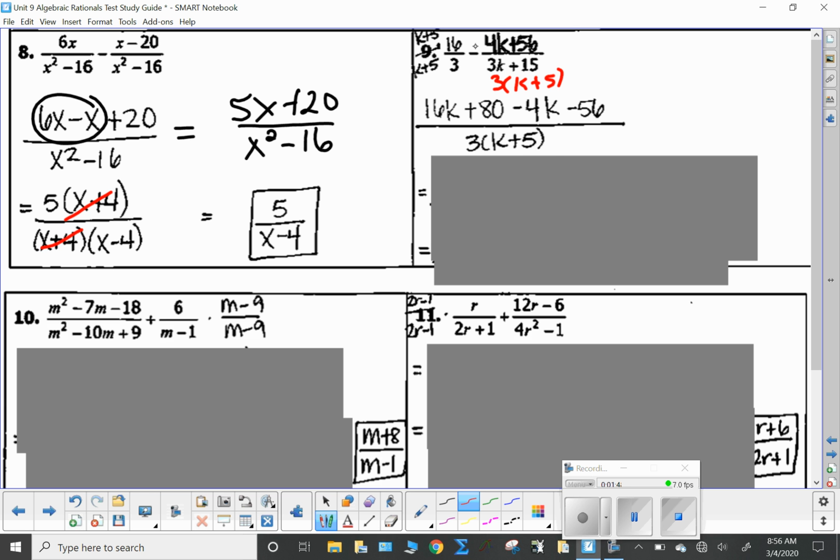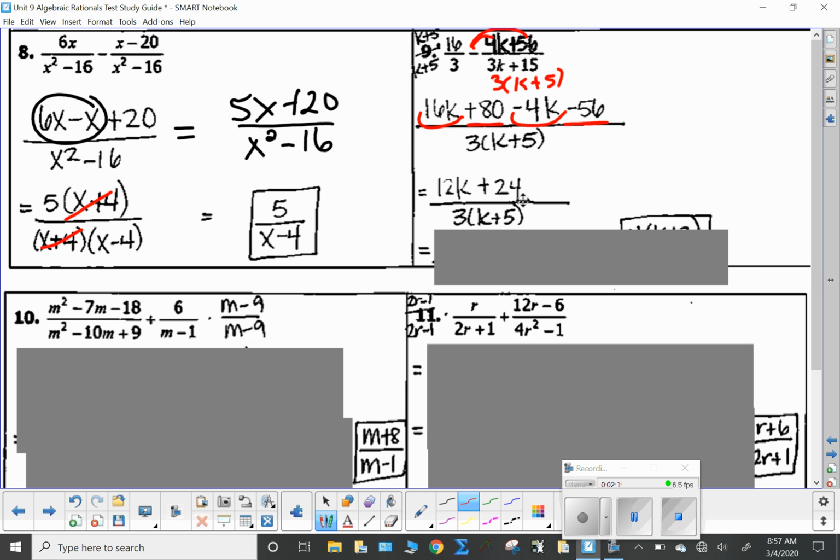Then I have to take this negative and distribute it to both items in the numerator. So it's minus 4k minus 56. A common mistake would be to forget to subtract that 56 or to distribute the negative. Now, notice I leave the denominator factored. At this point, I'm going to combine my like terms, my 16k minus 4k and the 80 minus 56. That will give me 12k plus 24 over 3 times k plus 5.